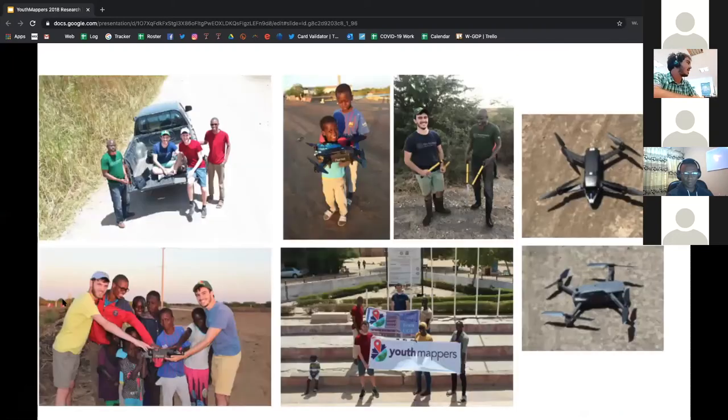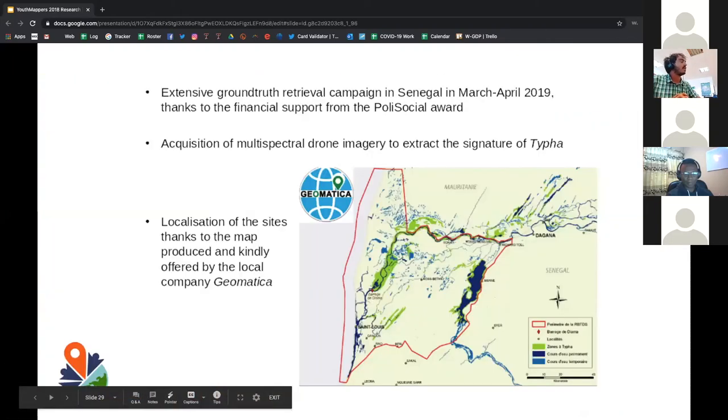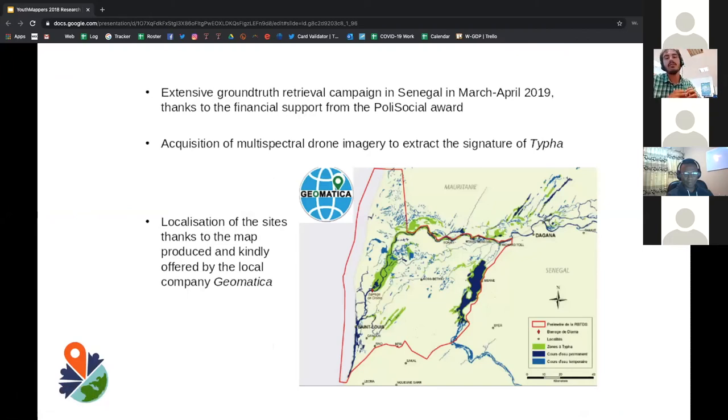Okay, talking about this slide, we then conducted a ground truth retrieval campaign to know where the vegetation is and to acquire multispectral data about this vegetation, in order to train machine learning algorithms to understand where this vegetation is in satellite imagery. We went there in March, April 2019, and we went there only with this map. This map was provided by a local company there, Geomatica. This data comes from a survey with drones. They simply mapped the area in which they saw Tifa. So, next slide.